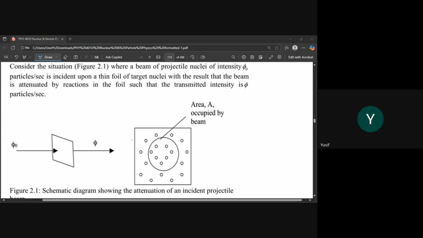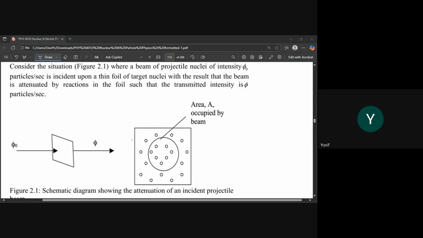Any other question? Hello, sir. Yes, please. I want to understand it clearly. Is the cross section or the cross sectional area a property of the nucleus or the projectile or both? It's not a property of the nucleus. The nucleus does not have any property as a cross section.